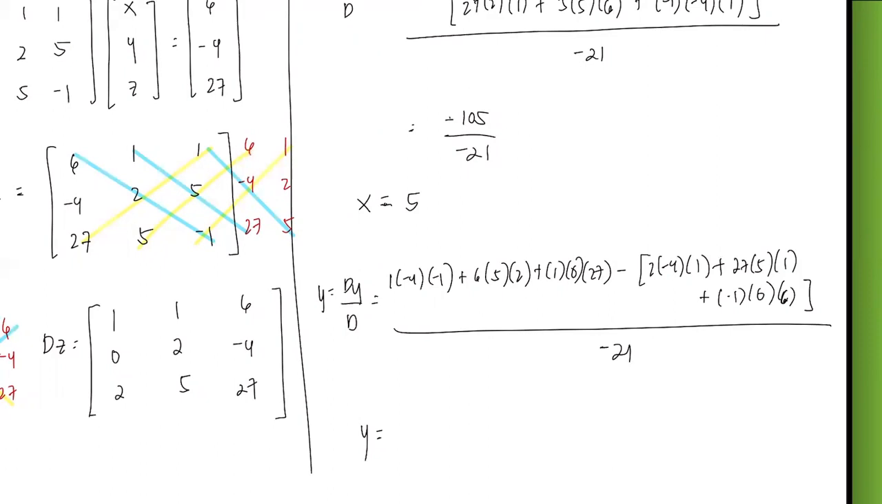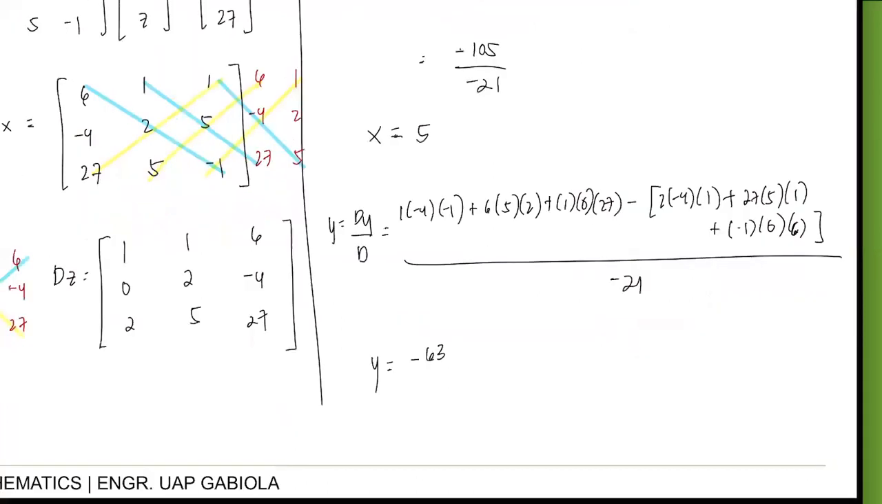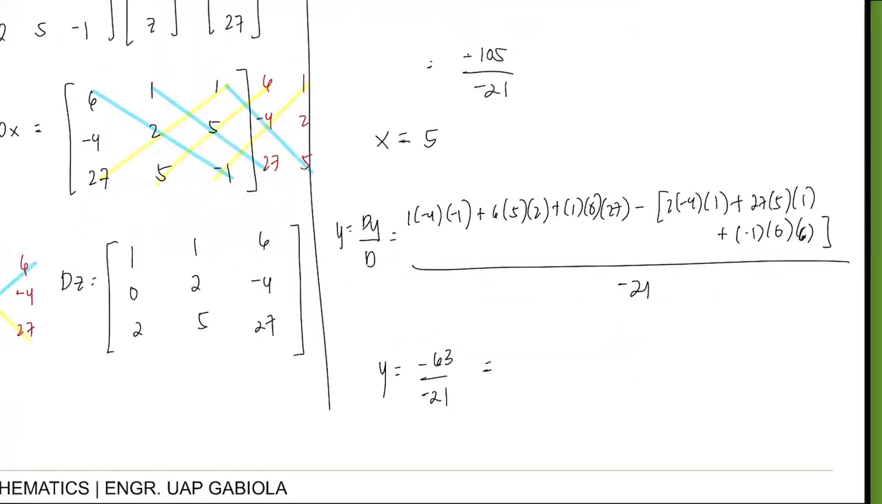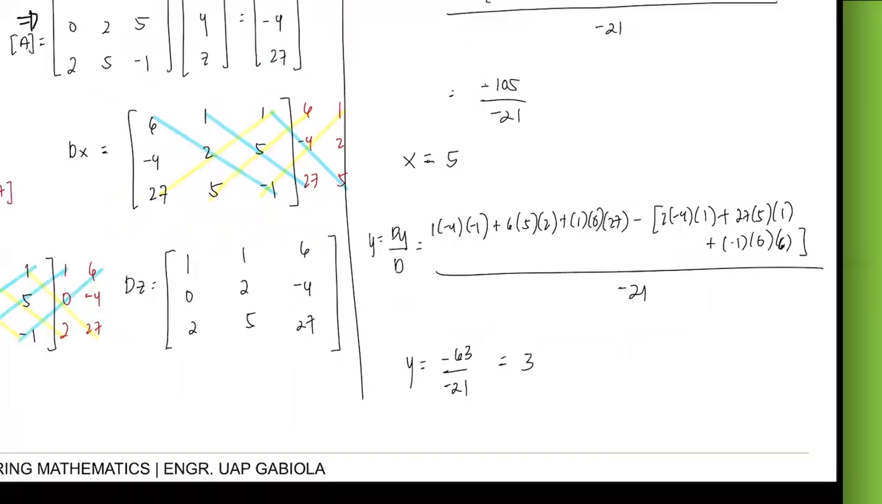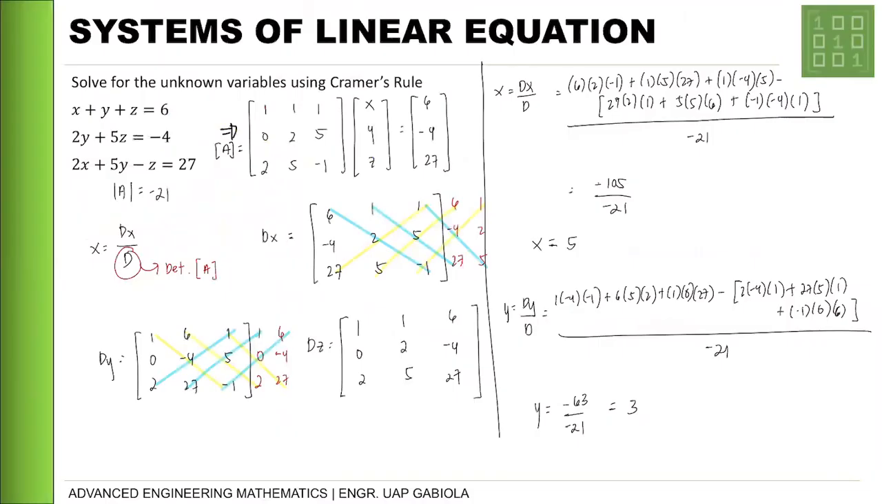Double check natin. 1 times negative 4 times negative 1 plus 6 times 5 times 2 minus 2, negative 4 times 1 plus 27 times 5 times 1. Okay. That is negative 63. Divide natin ng negative 21. That is equals to 3. Okay. So far, same siya ng value natin.